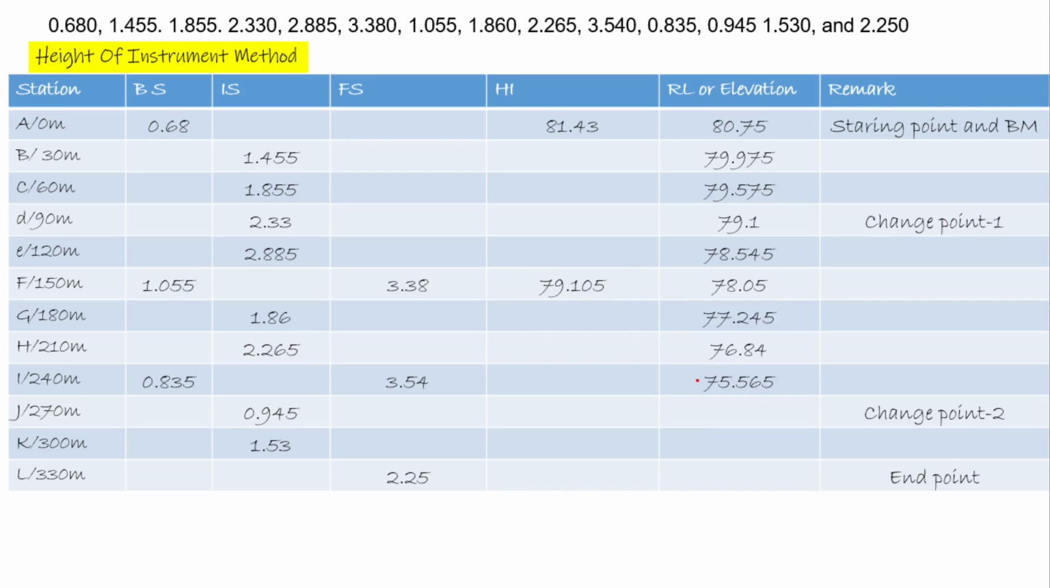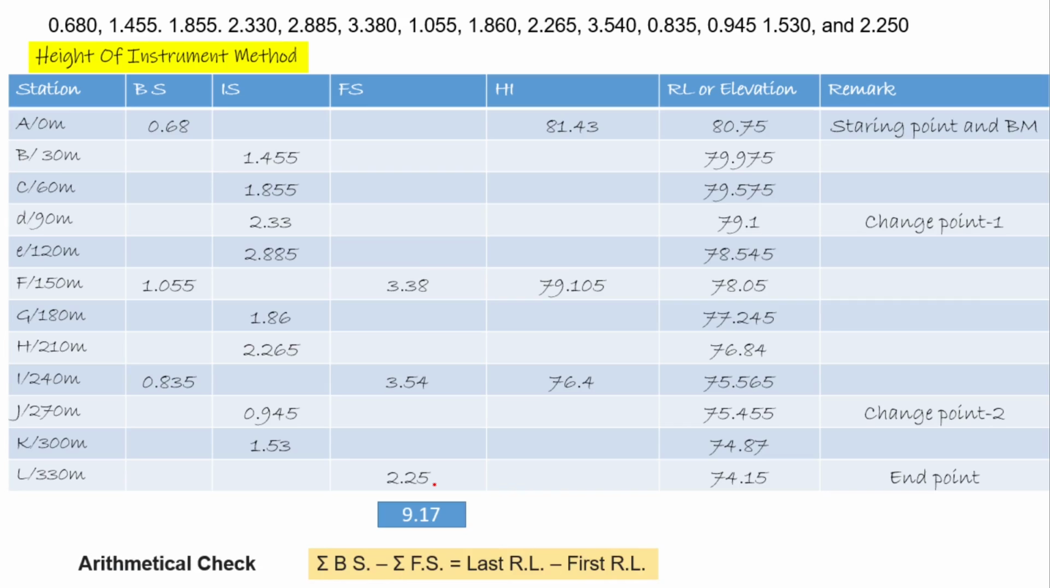So these are your RLs. Again we have calculated the RL of this point. This is your backside. The backside will be useful for calculating the HI. So it is your new HI, and again we have to calculate the RL. So this will be the RL and this is your arithmetic check.